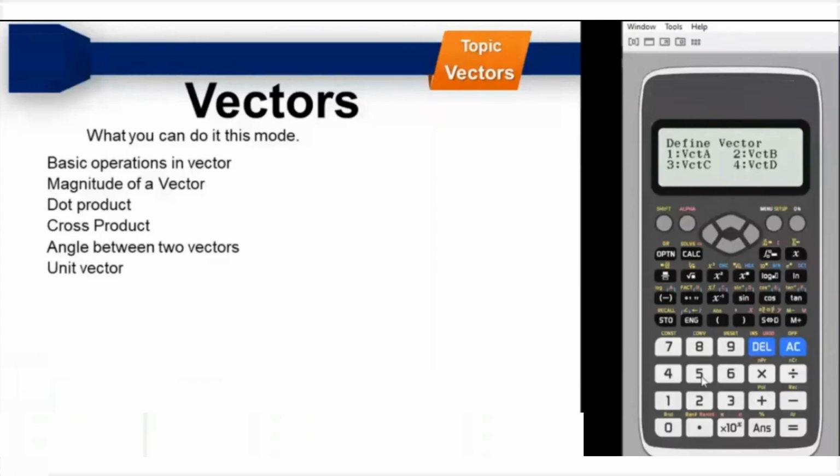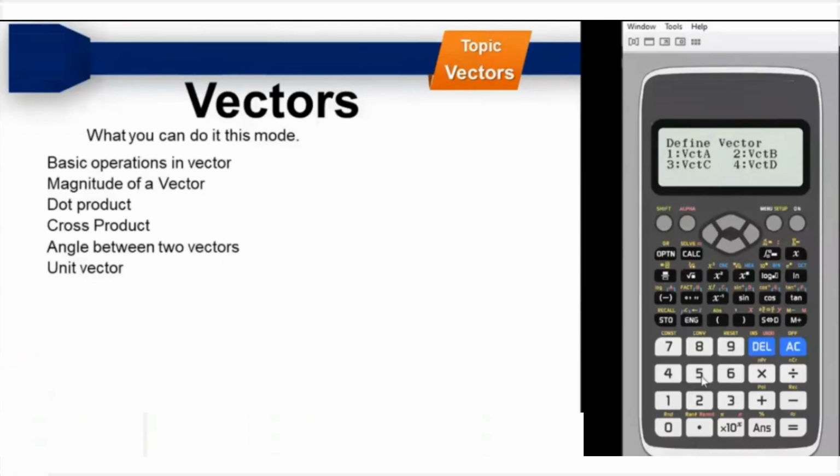vectors. Maximum you can define 4 vectors, and they can be 2-dimensional vectors or 3-dimensional vectors depending on the question. So whatever the question is, you have to be careful whether it's a 2-dimensional question or a 3-dimensional question. And then the operations that you can perform are the basic operations, that is addition of vectors, scalar multiplication of vectors. You can find the magnitude of vectors, dot product, cross product, angle between the vectors, and unit vectors. And inshallah, we'll try to cover all these features today.